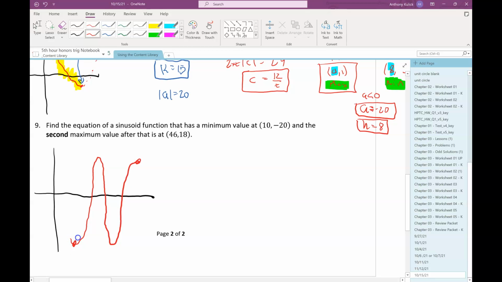I do think I understand now. Yeah, so if we look at this, that's the minimum, then the maximum, so that's one period right there. Everybody agree? And then this looks like about another half. So it appears to be 1.5 periods is going to equal the horizontal distance between 10 and 46.